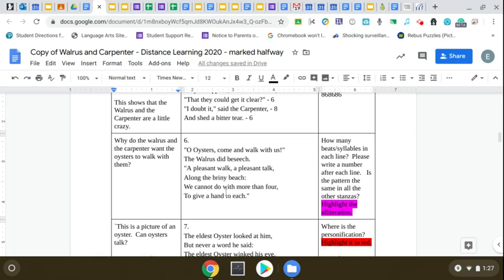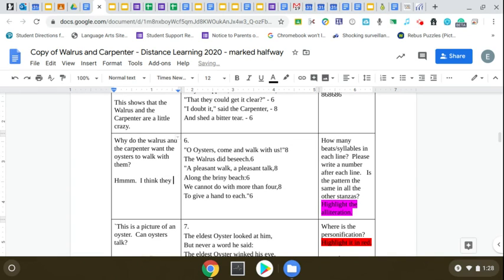So let's see how many beats there are here. Oh, oysters, come and walk with us. That's 8. The walrus did beseech. That's 6. A pleasant walk, a pleasant talk. That's 8. Along the briny beach. That's 6. We cannot do with more than 4. That's 8. To give a hand to each. That's 6. Why do the walrus and the carpenter want the oysters to walk with them?